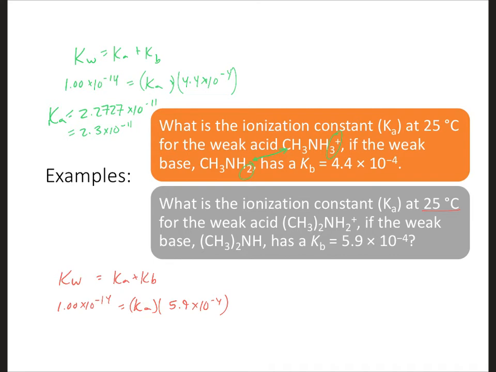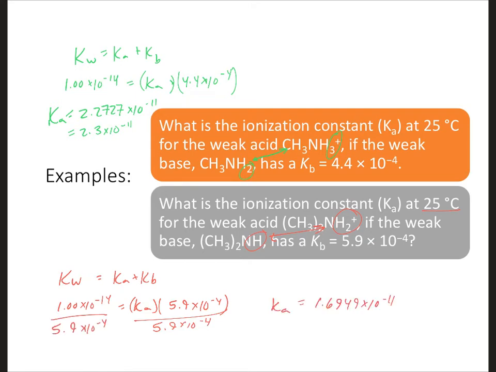We know this relationship works because we have 2 hydrogens and a plus. Down here, it's the same compound, but with 1 less hydrogen, and it's now down to a neutral charge because it lost a proton, so we do have the acid-base conjugate pair. And so now we're just going to divide both sides of our equation by 5.9 times 10 to the minus 4.